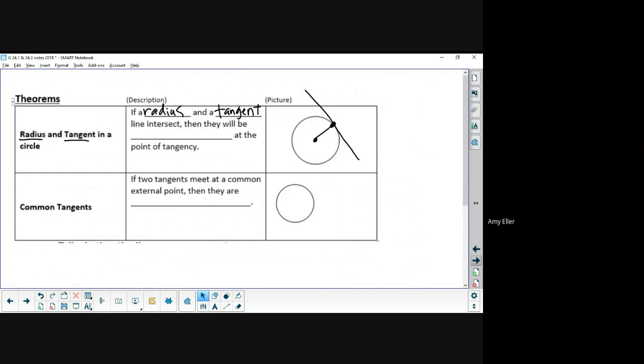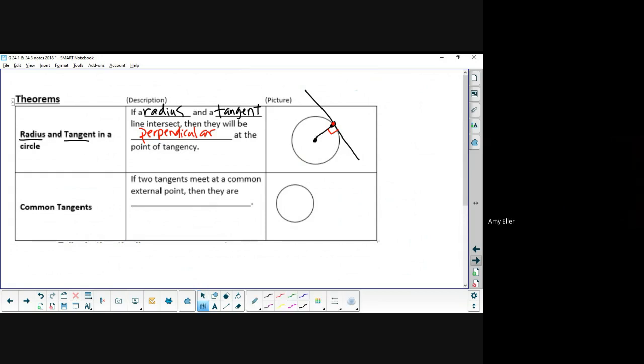If you have a radius and a tangent line that intersect, they will be perpendicular at the point of tangency. This is the point of tangency. Very important. We're going to use this theorem a lot. So anytime you have a radius and a tangent line that intersect, which our picture had in black, then they will be perpendicular. You'd be able to draw on that right angle symbol.